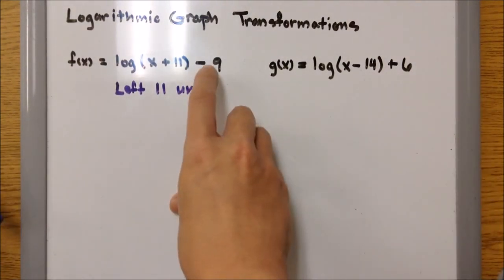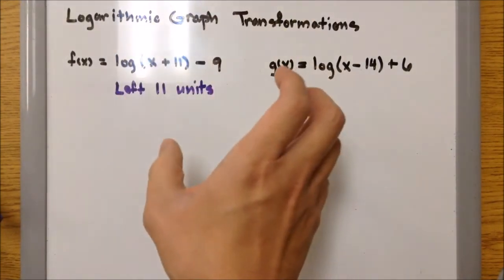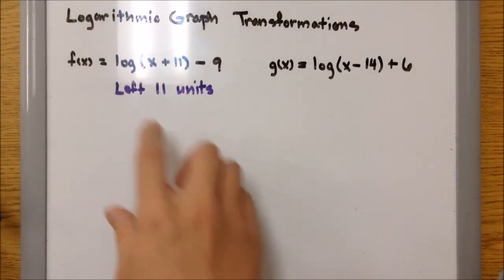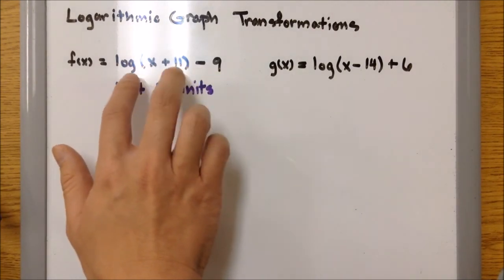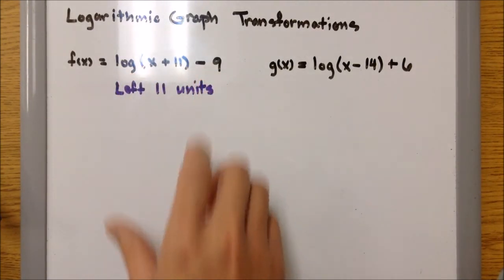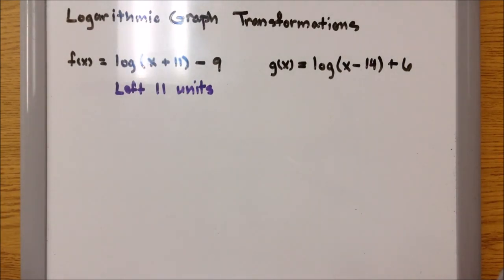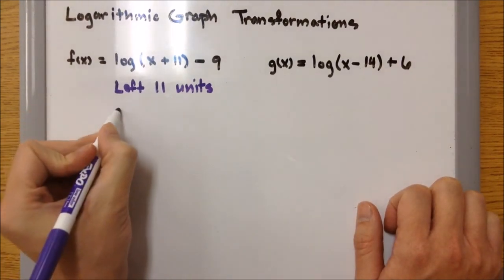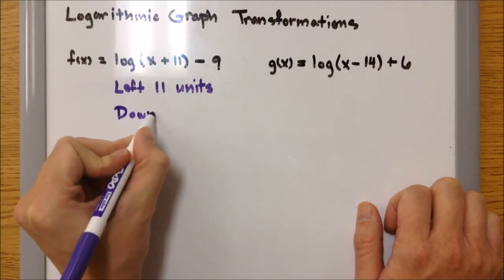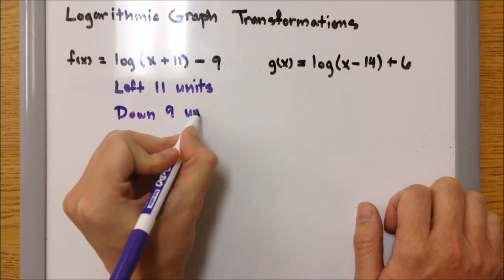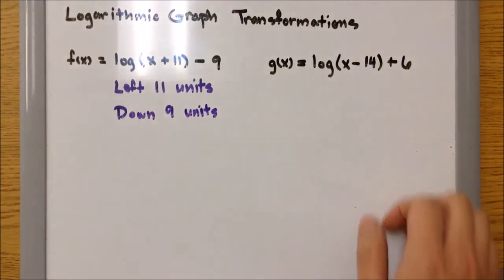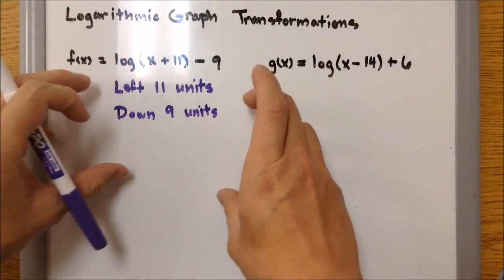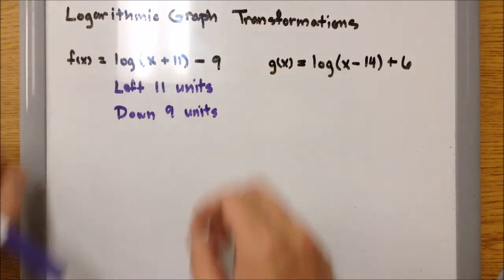Now, the second number, it's outside the parenthesis, it's after the x. So, again, outside the parenthesis and after the x, it's minus 9. Whenever you have a number outside the parenthesis and after x, it's either going up or down. In this case, minus 9 is going to go down 9 units. Alright, that's all the transformations for the first example.